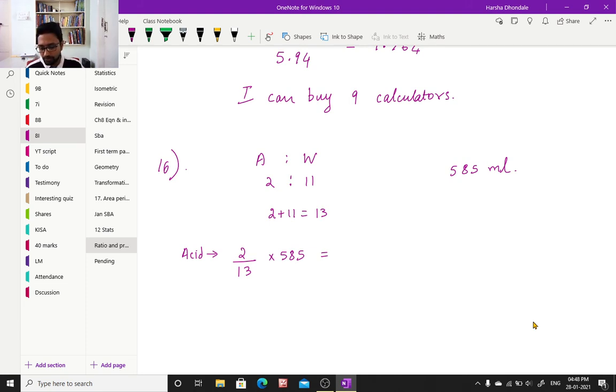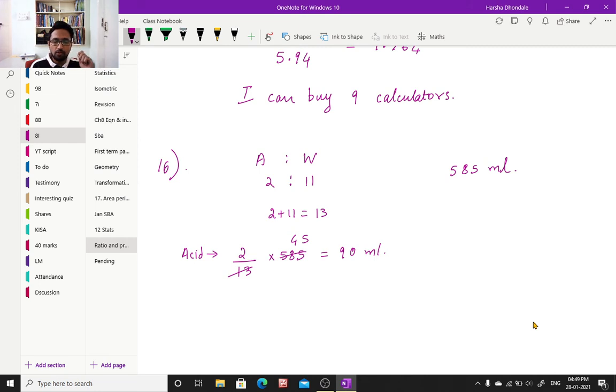You have to solve this. 585 divided by 13 gives you how much? You can do that calculation. It will give you 45. And 45 into 2 is 90. So it will be 90 ml.